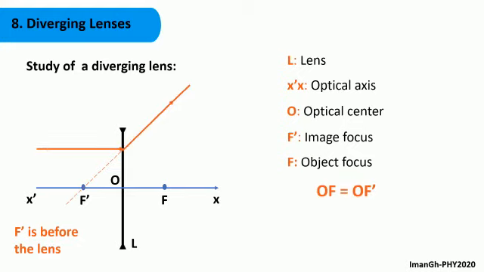Now, any light ray parallel to the optical axis of a diverging lens will deviate away from the optical axis, seeming to pass through F'. Don't forget that the focal length, small f, is equal to OF'.